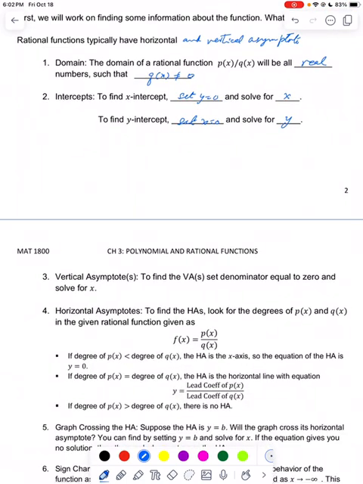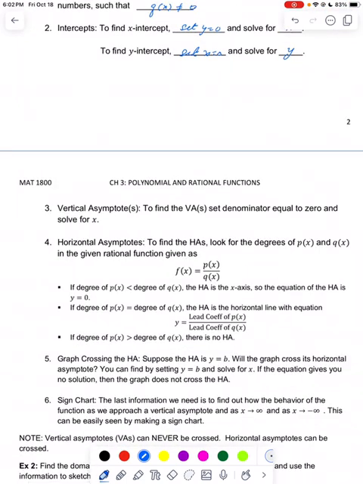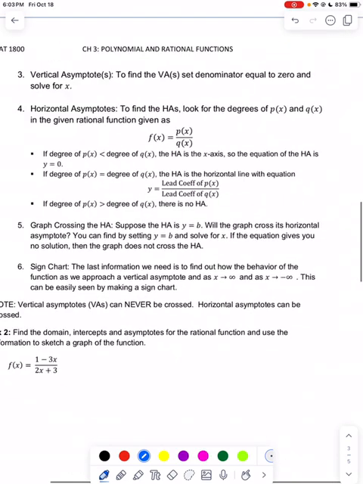Third thing that you have to do is find all the vertical asymptotes, if there are any. So notice here that the rational function can have more than one vertical asymptote. It may even have no vertical asymptote, but it can have one vertical asymptote, or it can have more vertical asymptotes. But there will be only one horizontal asymptote. So to find the vertical asymptotes, basically we will set our denominator equal to 0 and solve for x.